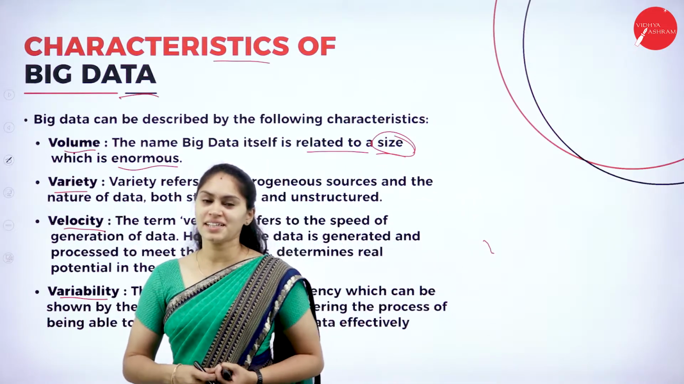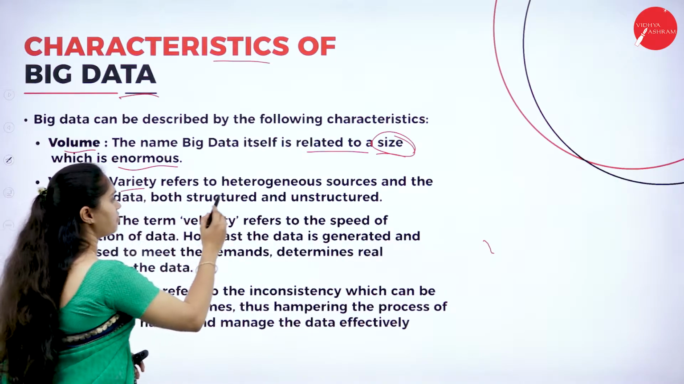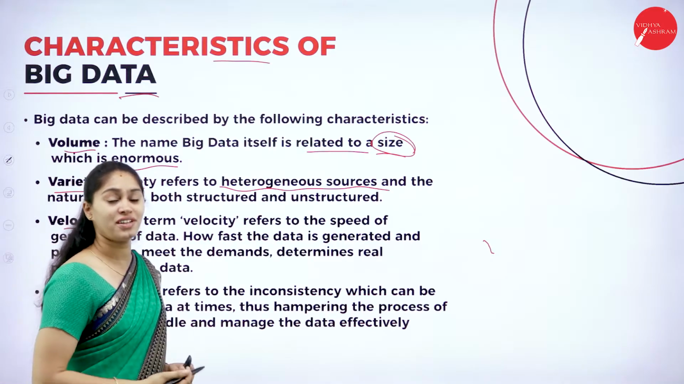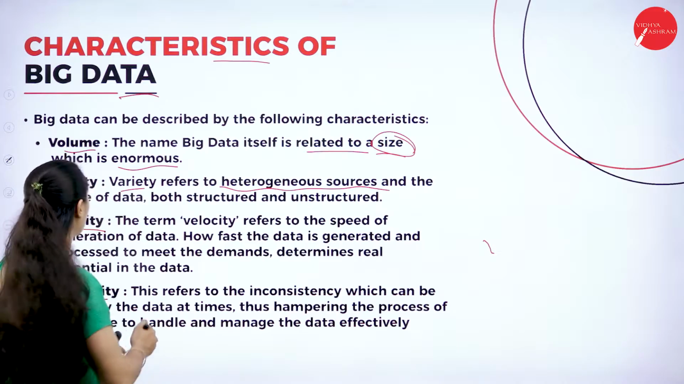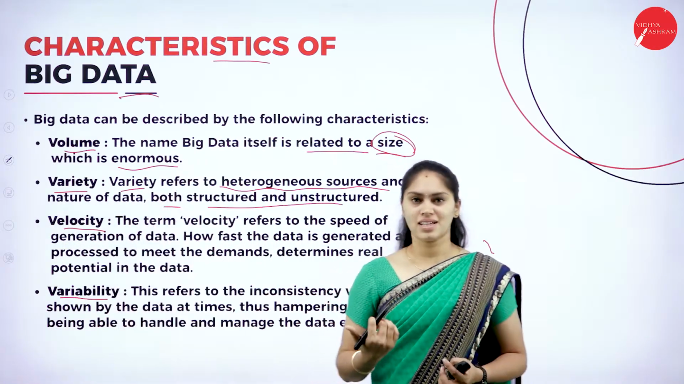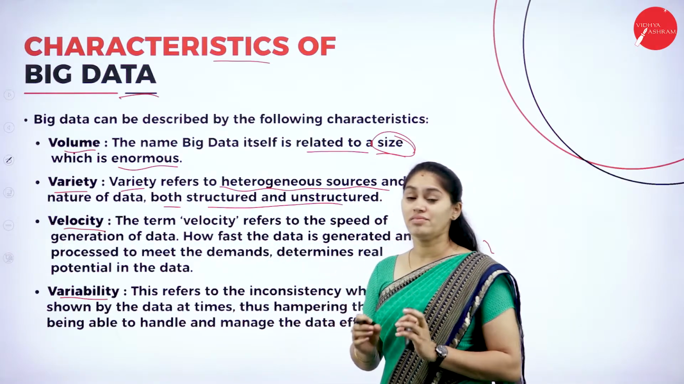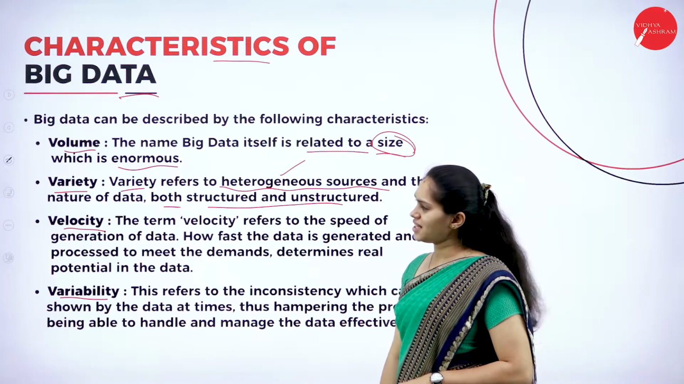Big data comprises a variety of data. Here the variety refers to heterogeneous sources. It is not a similar kind; it is of different kinds. That is represented as what? Heterogeneous. The source is the nature of the data, both structured and unstructured. It will be considered as what? Semi-structured. Variety in the sense that it has variant kinds of data, that is heterogeneous data.